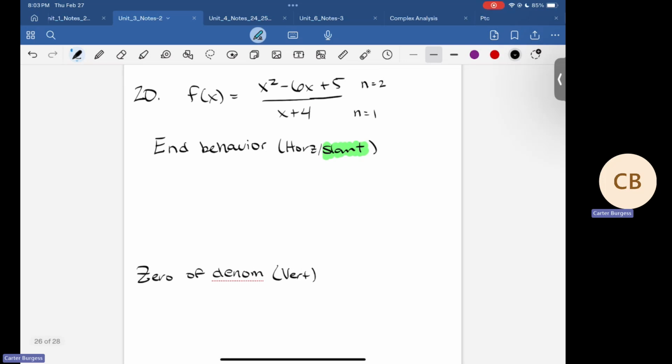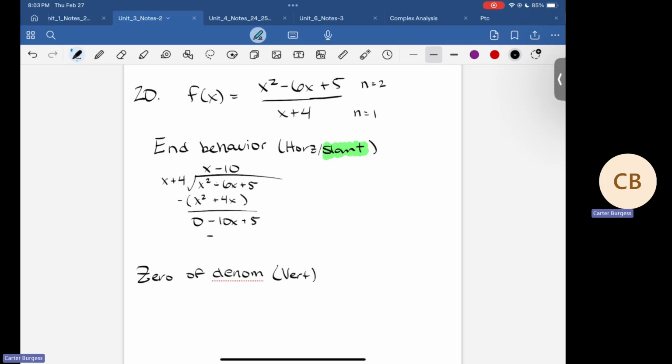Just the slant asymptote. And the way we find the slant asymptote is by doing our good old-fashioned long division. So 4 plus x dividing into x² - 6x + 5. So this is going to be x, so matching. So this is x² + 4x. Get 0. Negative 6 minus 4x gives us a negative 10x. Then dropping down to plus 5 and matching.